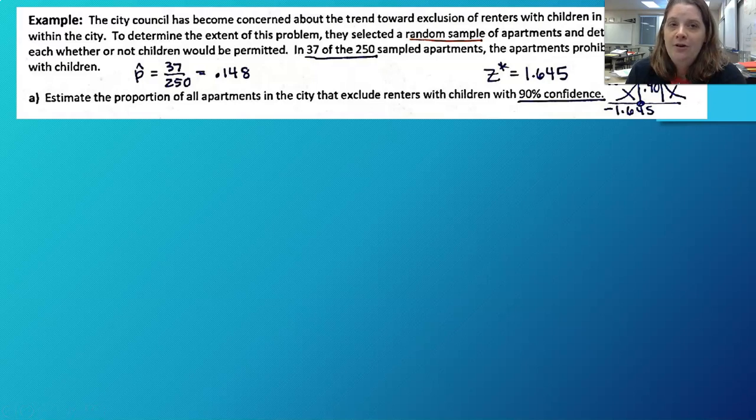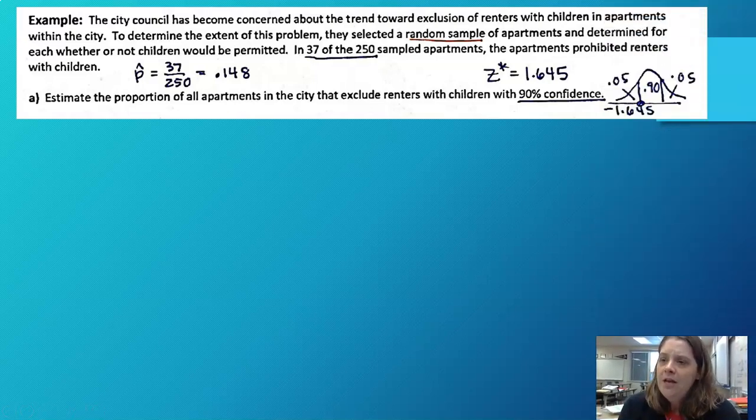Okay, let's run through one more very quickly here. So the city council became concerned about the trend toward exclusion of renters with children in apartments within the city. Like my parents live in an apartment. You had to be 55 or older to live in their neighborhood and live in those apartments. To determine the extent of this problem, they selected a random sample of apartments and determined for each whether or not children would be permitted. In 37 of the 250 sampled apartments, the apartments prohibited renters with children. All right, estimate the proportion of all apartments in the city that exclude renters with 90% confidence.